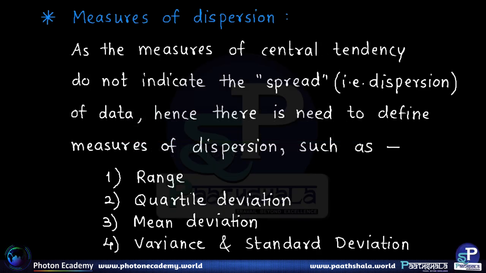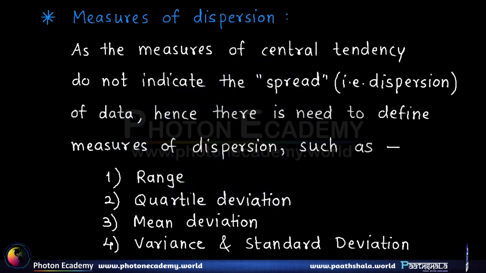So as we saw, as the measures of central tendency do not indicate the spread, that is dispersion of data, hence there is need to define the measures of dispersion such as range, quartile deviation, mean deviation, and lastly variance and standard deviation. So these 4 or 5 measures are very important, which we are going to study. So let us take these measures one by one.